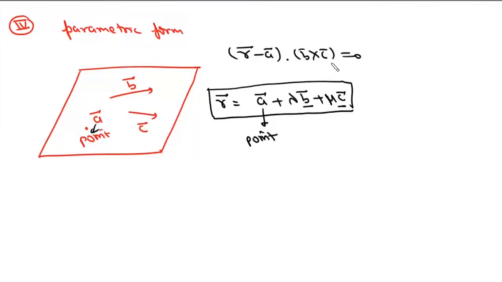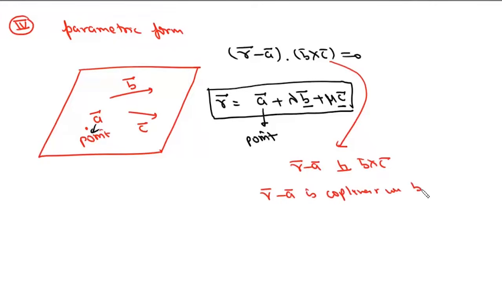Now basically we get this equation from the first portion itself. R minus A dot B cross C is 0. That means R minus A is perpendicular to B cross C, or R minus A is coplanar with B and C. And we know that if B and C are non-collinear vectors, then any vector in the plane of B and C can be expressed as a linear combination of B and C.